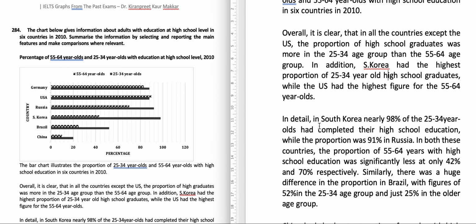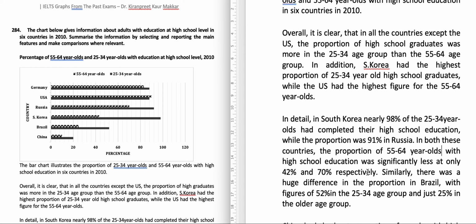In detail, in South Korea, nearly 98% of the 25 to 34-year-olds had completed their high school education, while the proportion was 91% in Russia. So here South Korea 98% and 91% in Russia. In both these countries, the proportion of 55 to 64-year-olds with high school education was significantly less, at only 42% and 70% respectively. So in both these countries, you can see that there's a lot of difference between the two age groups.